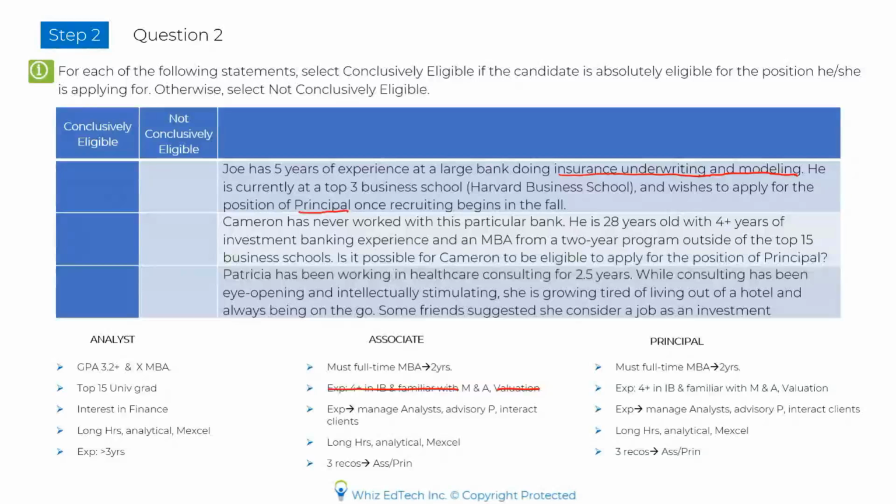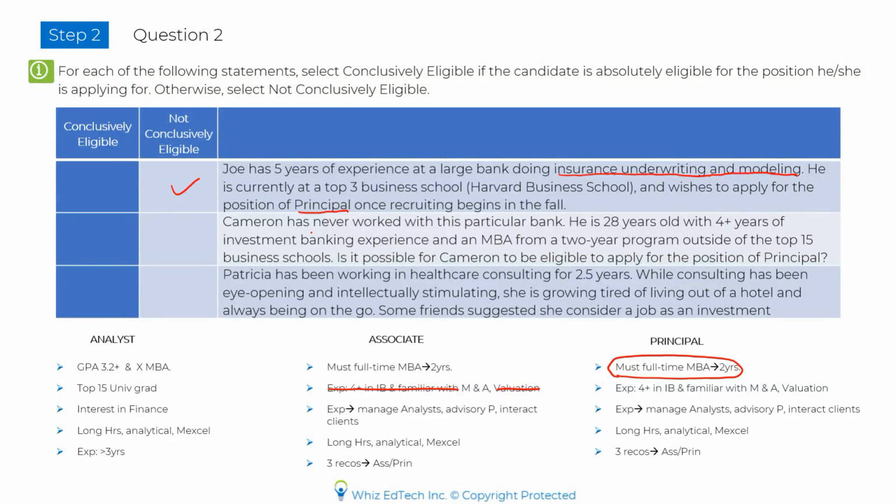He's studying and wishes to apply for the position of principal. Now, remember, principal must have a full-time MBA already. All right. And this guy is currently at a top 3 business school. Now, we don't know which year he is at. So we cannot conclusively tell whether he will be eligible for the post of principal or not, because principal needs this. We don't know whether he's in his first year or in his second year. So we cannot say he's conclusively eligible. It doesn't mean he's not eligible. Not conclusively eligible means we can't be sure. All right.